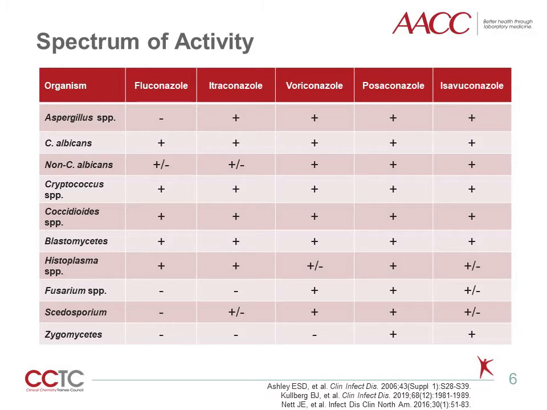Similarly, although Isavuconazole has potent in vitro activity against Candida, it did not meet the non-inferiority margin against caspofungin in a phase 3 trial of invasive candidiasis. Conversely, Isavuconazole is one of only 2 azoles with activity against mucormycosis along with posaconazole.